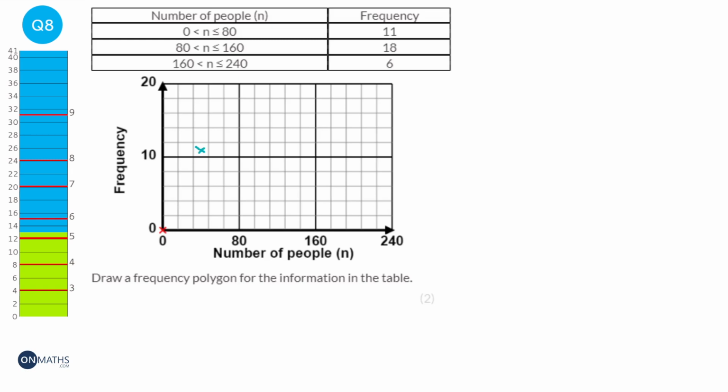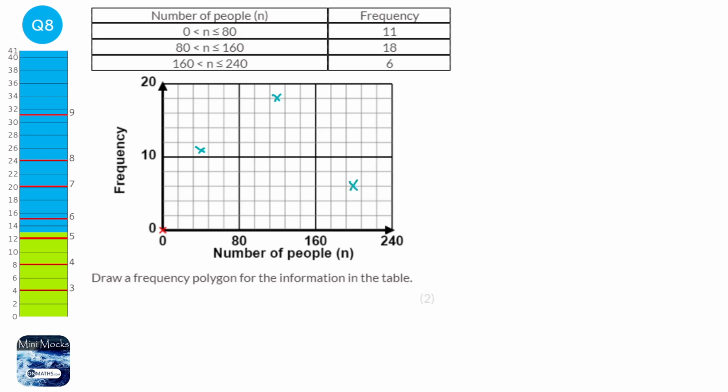Our next one, we plot at the midpoint again, which would be 120, and it's just halfway between 80 and 160, and it's 18 high, so it would be up here. And then the final one is at 200, and it will be 6 high, so 200 is halfway, and we're looking at 6 high, so it will be here.